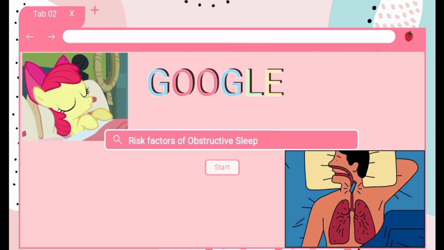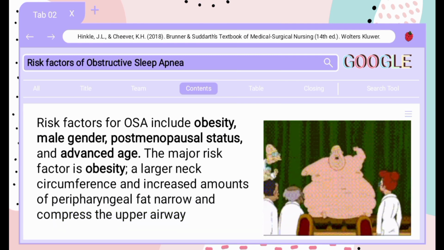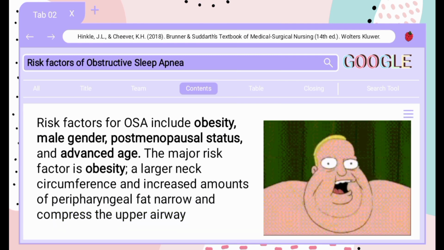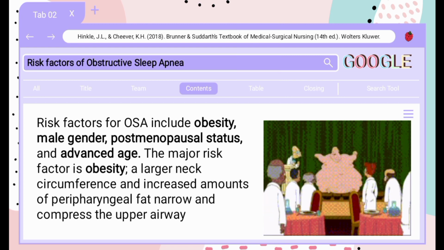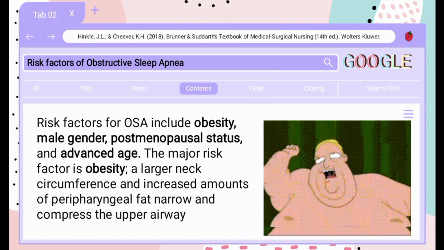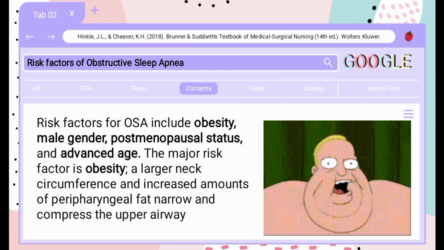Risk factors of obstructive sleep apnea are things that increase the chance of developing this condition. This includes obesity, male gender, postmenopausal status, and advanced age. The major risk factor is obesity, a larger neck circumference, and increased amount of peripharyngeal fat, narrow and compressed upper airway. To easily visualize, watch this video.